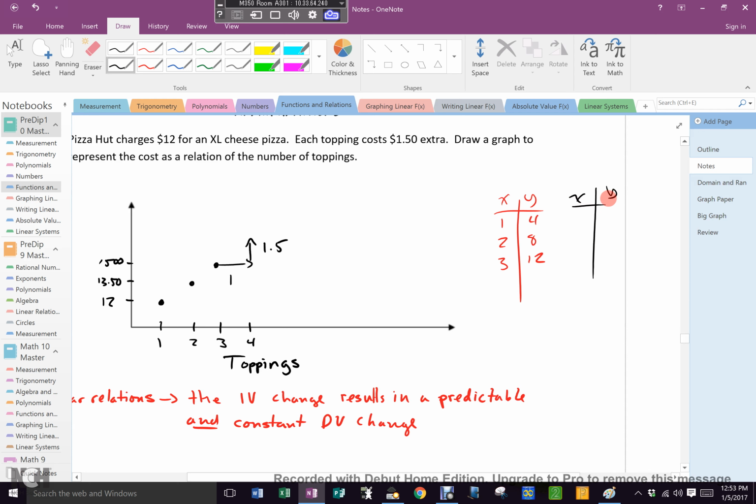X, Y. Linear relation or not? Yeah, it is. Why? Because this time I jumped by 2, didn't I? This time I jumped by 10. When I jumped by 1, I still jumped by 5. Got it? Everybody good? Okay.